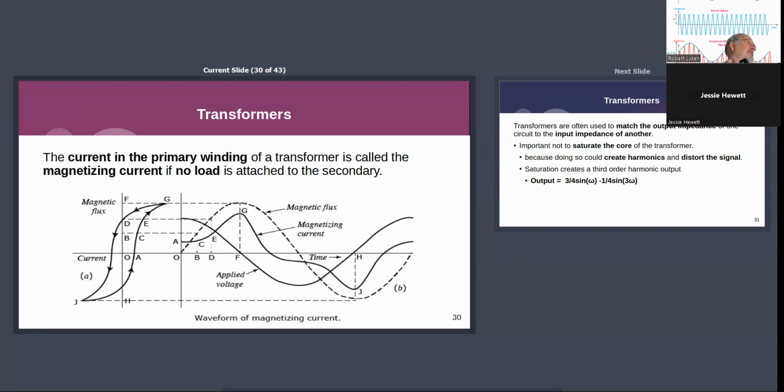And that's, if you remember ELI. You don't remember ELI? ELI the ICE man? In an inductor, E, voltage, in an inductor, L, leads I, the current.